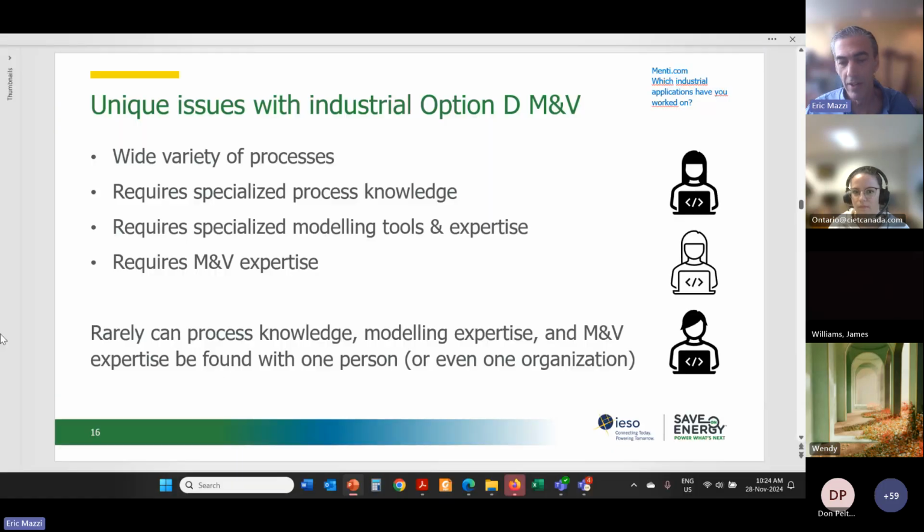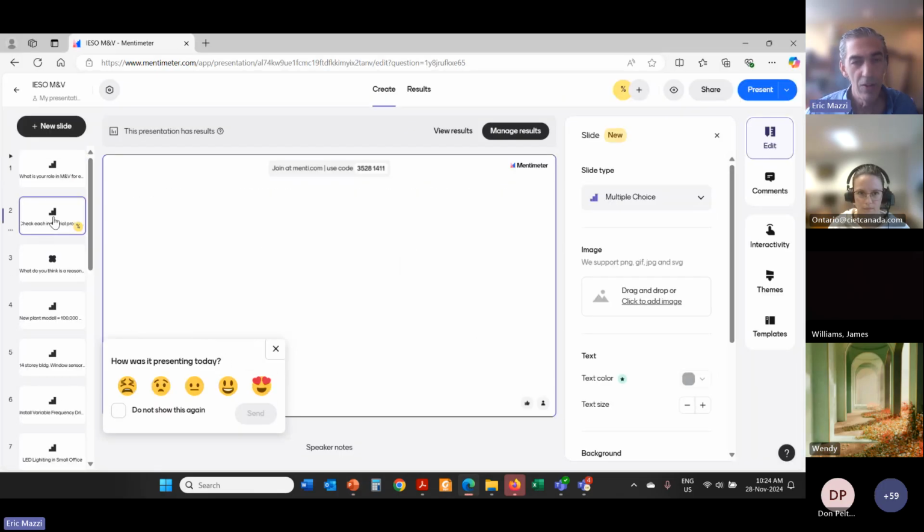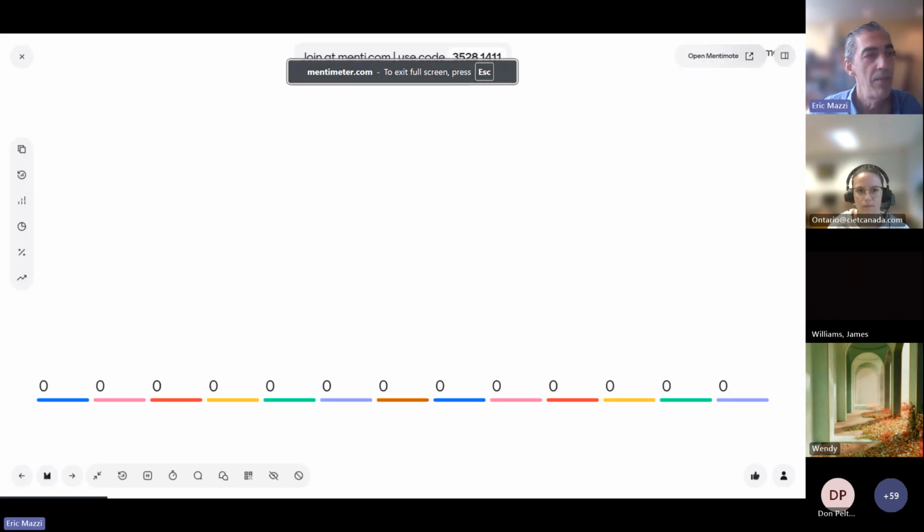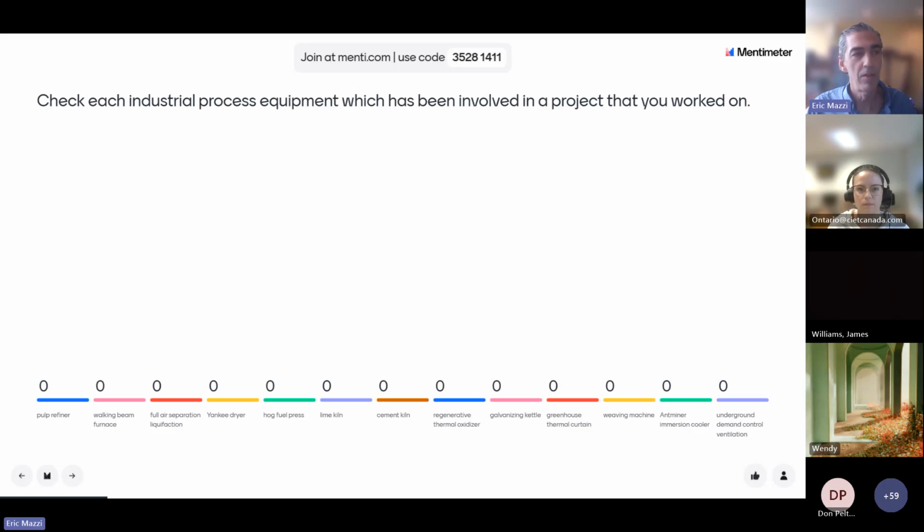And just to reinforce what I mean by different types of processes, I have a survey for you, using the same Menti tool. If you go to menti.com, and again, I'll just put it in the chat. If you can answer this survey, 528-1411. Just go through and check off these different processes: pulp refiner, lime kiln, cement kiln, weaving machine. I'd like to see which processes you've even heard of or been involved with in a project.